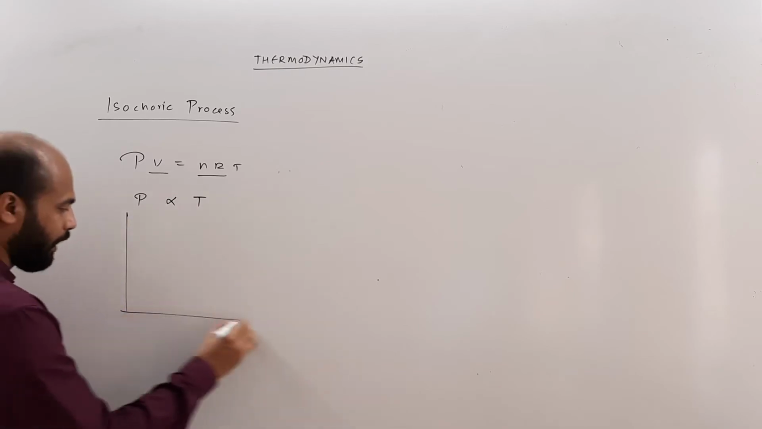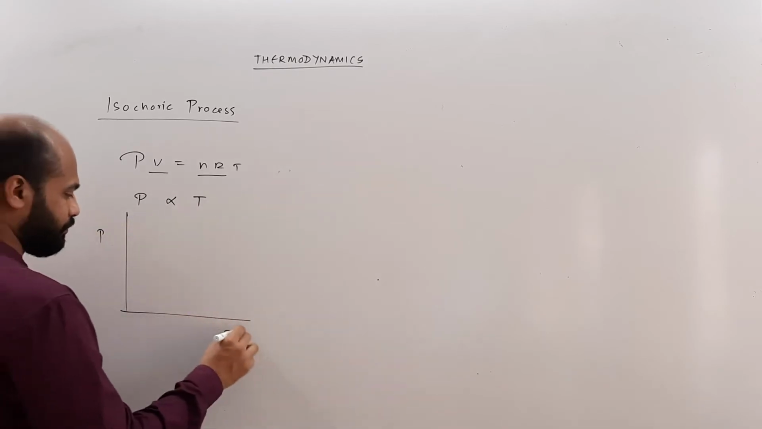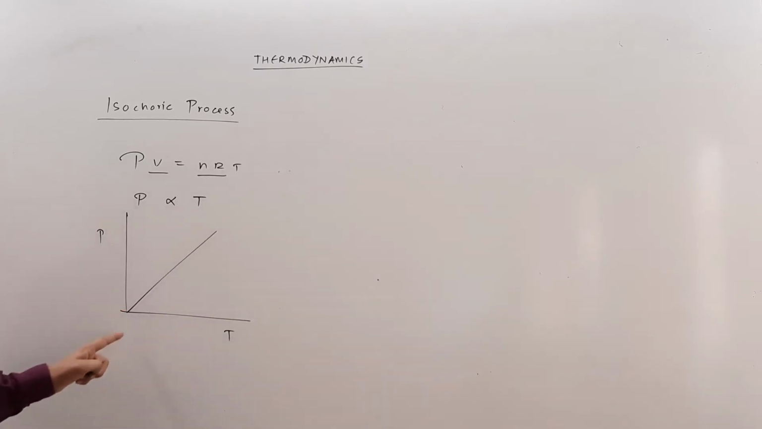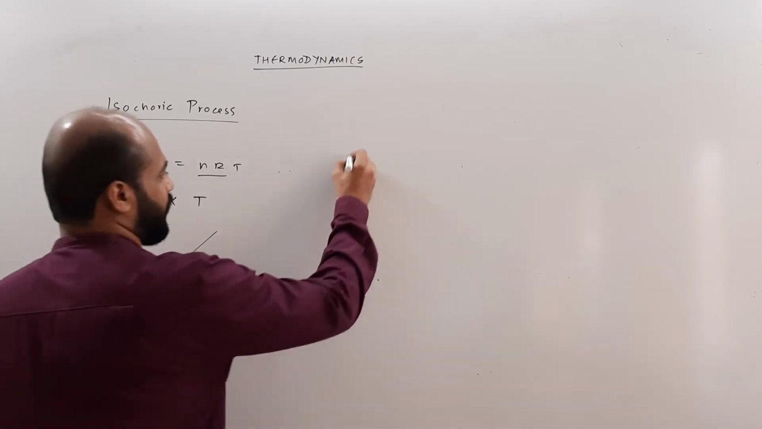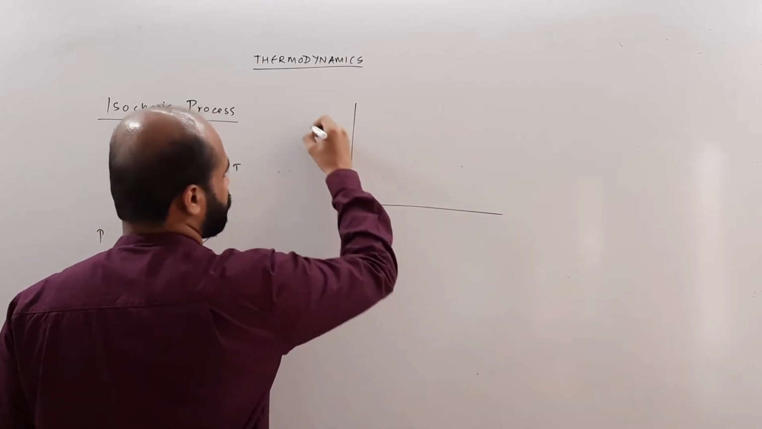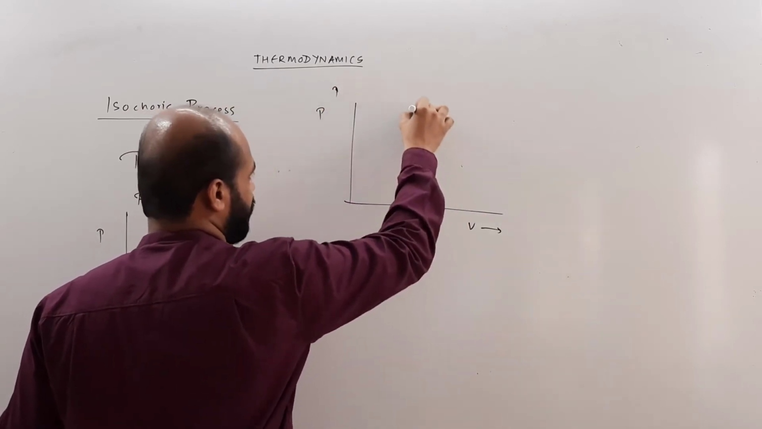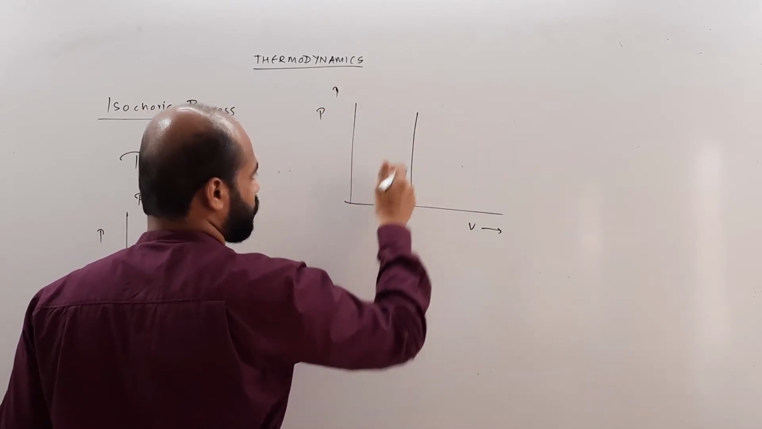So if I have to draw a PT graph, it will obviously be a straight line graph this way, and this straight line is passing through the origin. Next, we can draw a PV graph. So this is a PV graph. Then you can clearly see that this is volume.